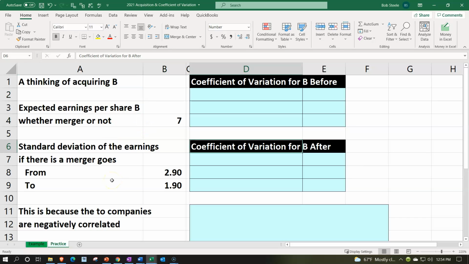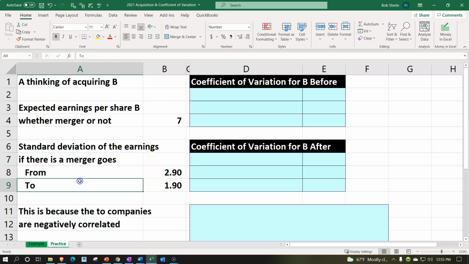The standard deviation of the earnings, if there is a merger, goes from starting at the 2.9 to the 1.9, and this is going to be because the companies are negatively correlated. Now note, we've talked a bit about the standard deviation and the coefficient of variation and these kind of concepts in a prior section. We're going to apply them here to a situation with a merger, but remember, if you want to take a look at them in more depth, you can look at a prior section. We'll also talk about them a bit more in future practice problems in this section as well.